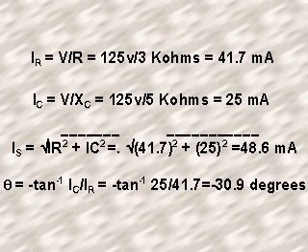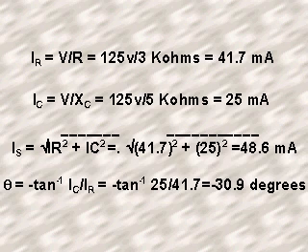The current through the capacitor is equal to the voltage divided by the capacitive reactance, or 25 milliamps. And the source current I sub S is equal to the square root of I sub R squared plus I sub C squared, or 48.6 milliamps.